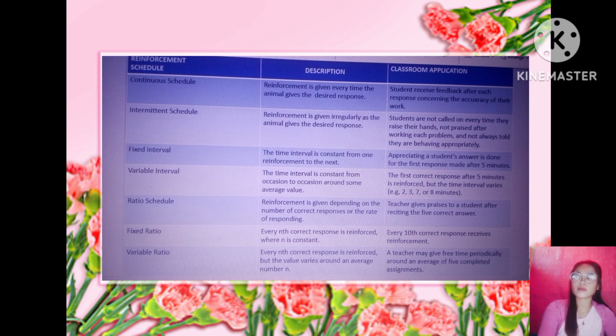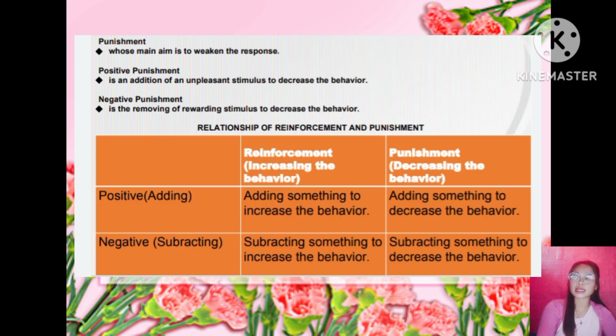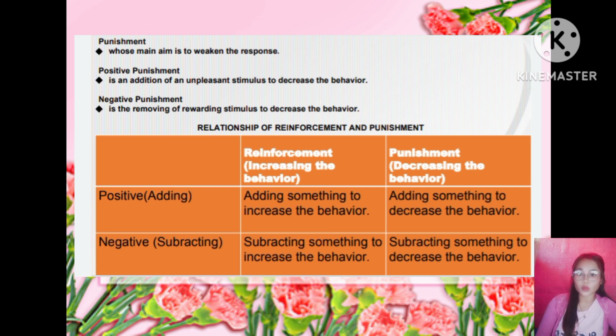So, next we have the punishment. So, whose main aim is to weaken the response. Positive punishment is an addition of an unpleasant stimulus to decrease the behavior. And negative punishment is the removing of rewarding stimulus to decrease the behavior. So, what is the relationship of reinforcement and punishment? In positive reinforcement, adding something to increase the behavior. So, that means the more ka nagbibigay ng reward, mas lalo nilang ginagalingan.